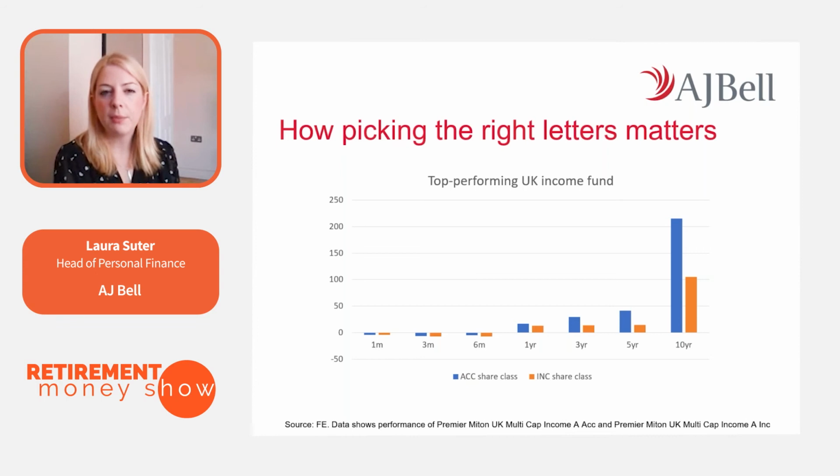With the income share class, it's delivered just over 100%. With the accumulation share class, it's delivered 215%. And that really shows the value of that income being reinvested back into the fund, compounding over that time, which effectively means you're getting returns on your returns, and how much that can then boost your portfolio ultimately.